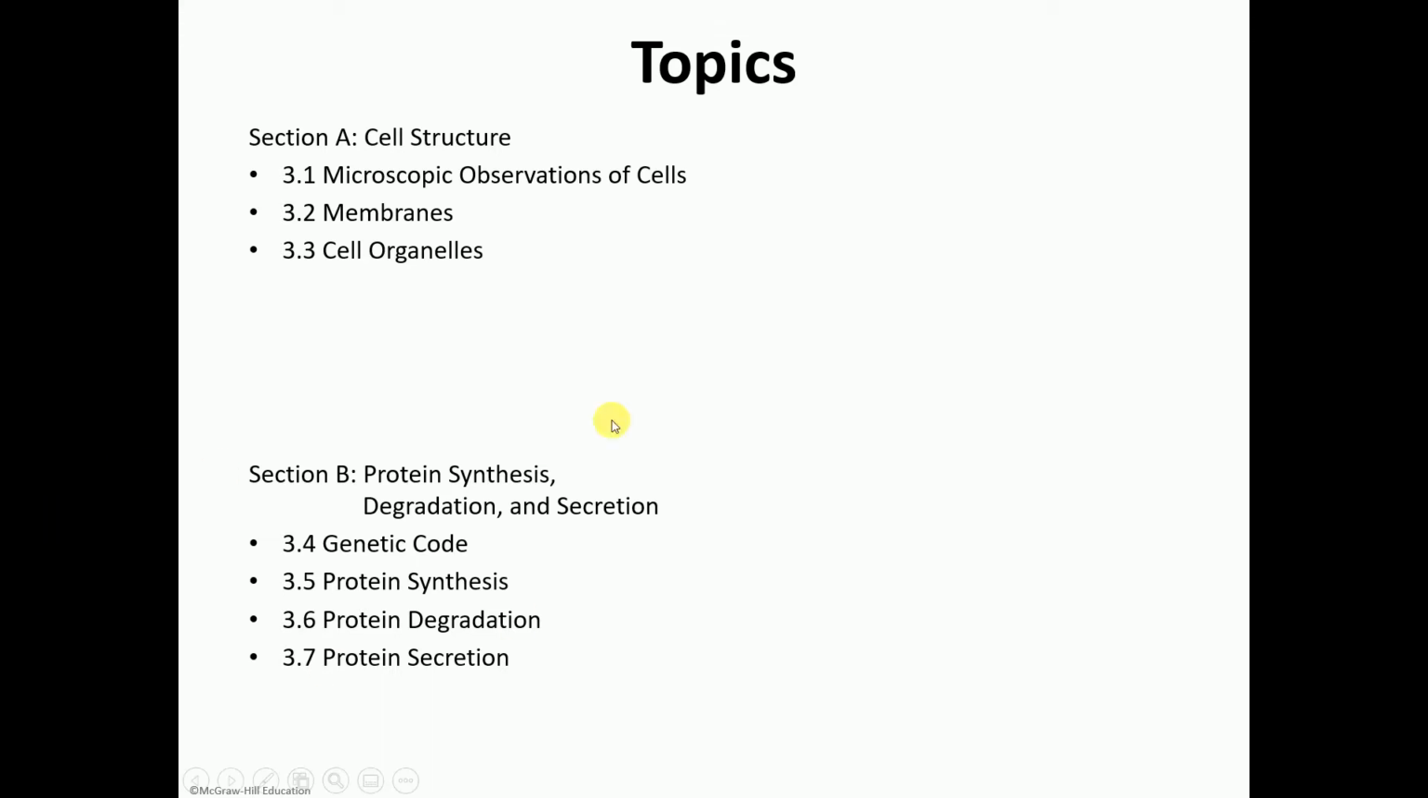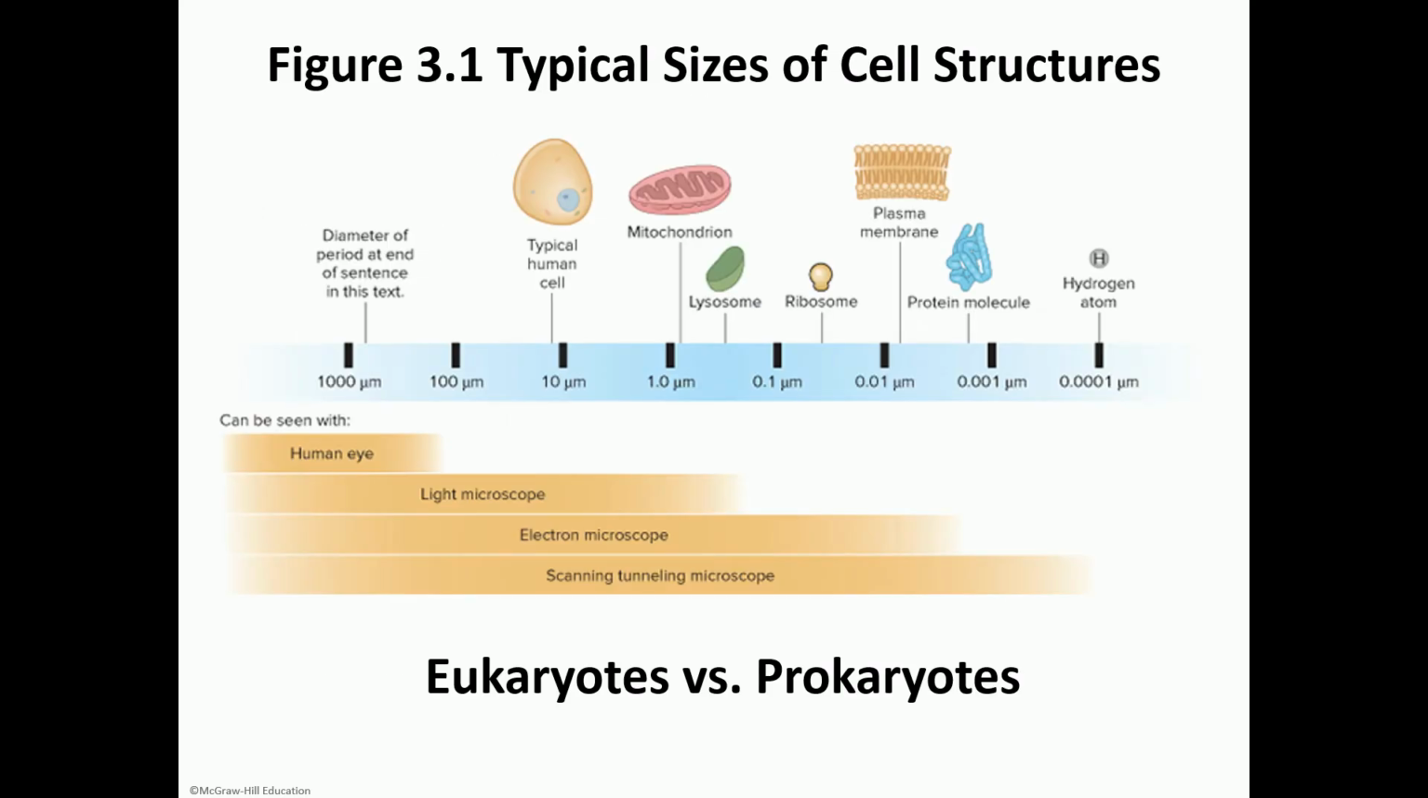Again, the structure of the cell and then how the cell makes proteins, so protein synthesis and degradation. We're not going to really get into protein secretion. So first off, we'll talk about the two different kinds of cells. We have eukaryotes versus prokaryotes, and both are microscopic structures. The difference between them is whether they have a nucleus or not.